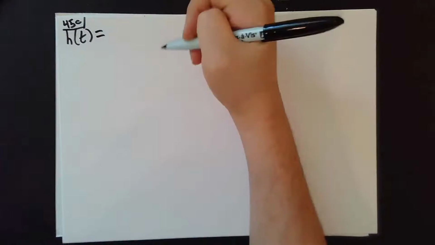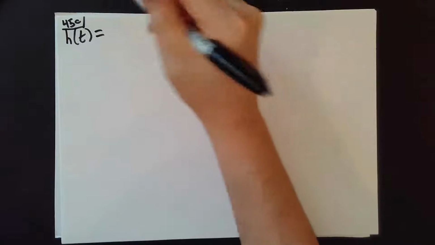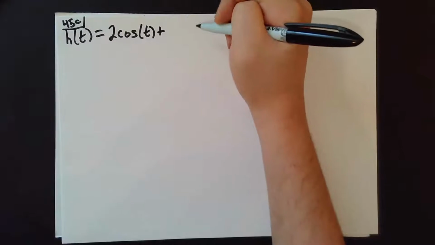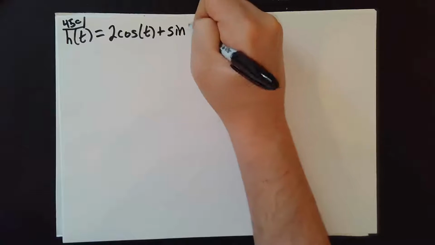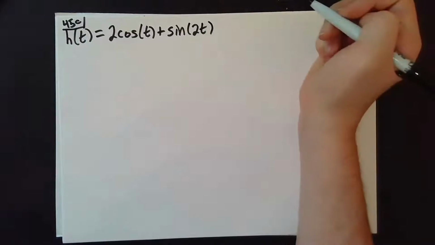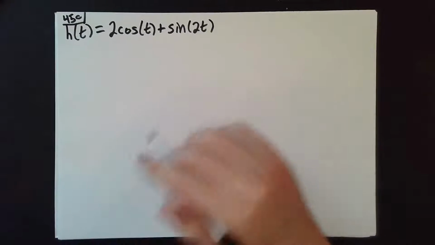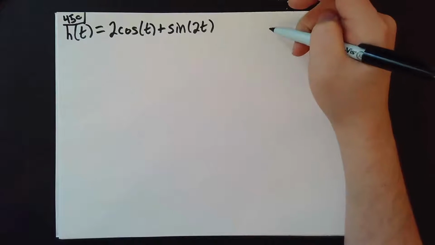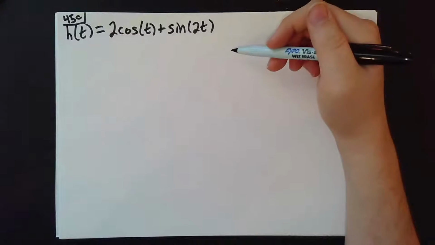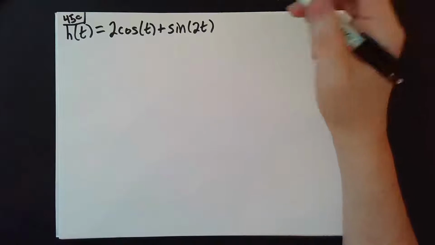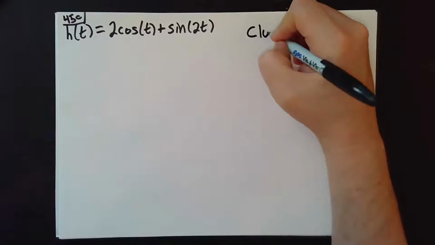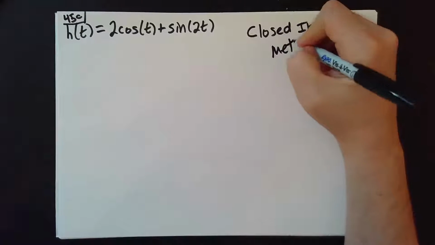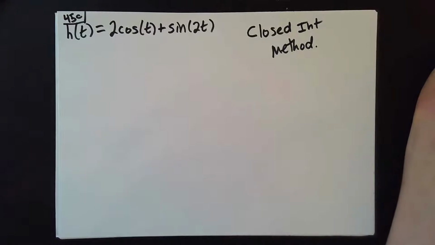So h of t is equal to 2 cosine of t plus the sine of 2t. And we want the max and min value on 0 to 2 pi. And so because it's asking about the max and min value, that goes ahead and tells me that this is a closed interval method question. Okay, so I should keep that in mind.